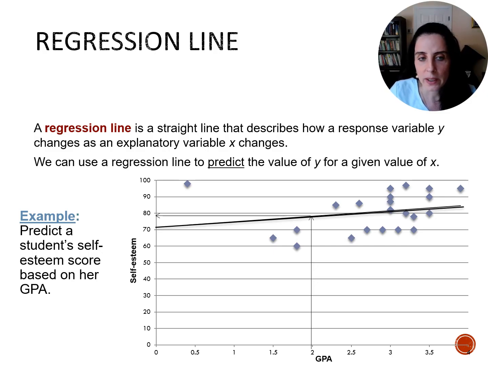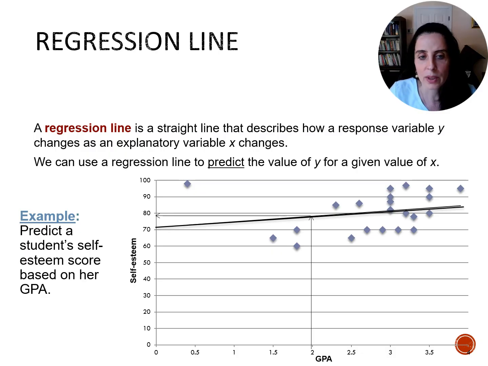For instance, based on the information in our sample, we can predict that a student with a GPA of approximately 2 will have a self-esteem score of approximately 78 or 79 on this self-esteem scale. We can estimate the score simply by looking at the graph.